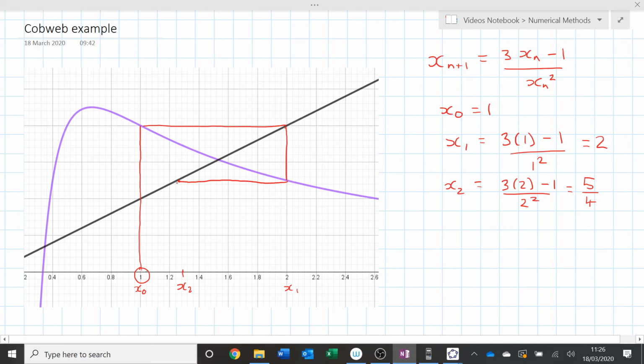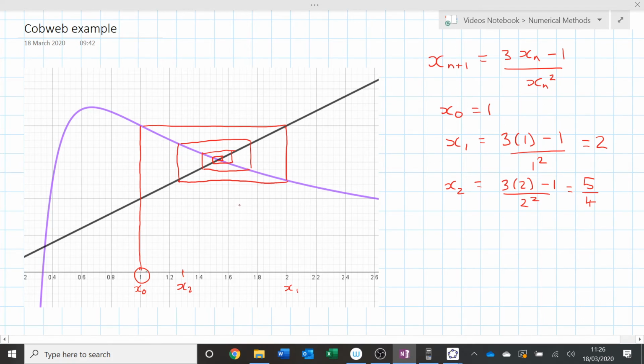I'm going to keep going up and down to the curve, left and right to y equals x. Up to the curve, across to y equals x. Down to the curve, across to y equals x. Up to the curve, across to y equals x.